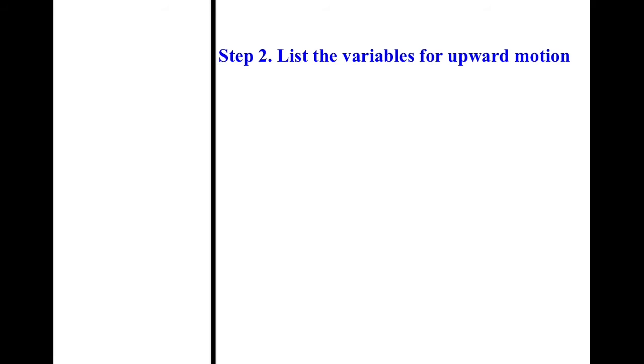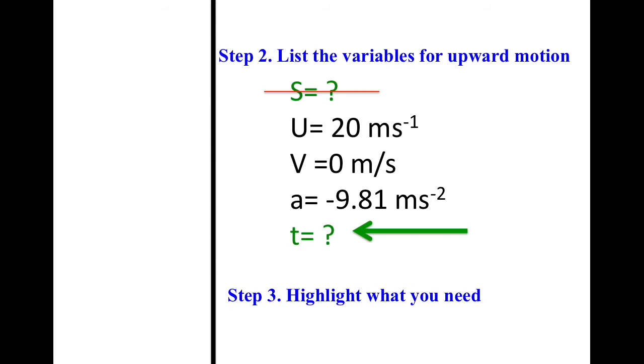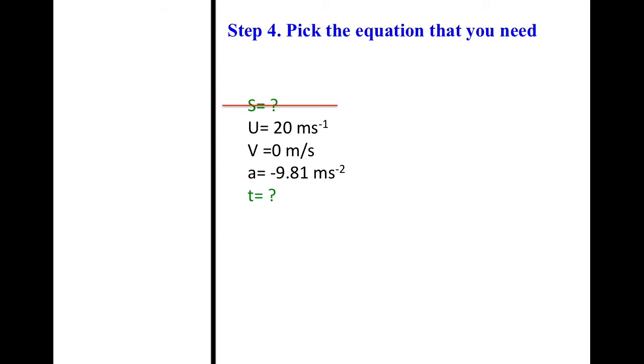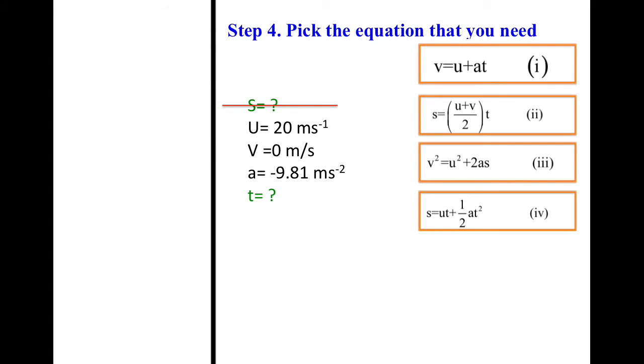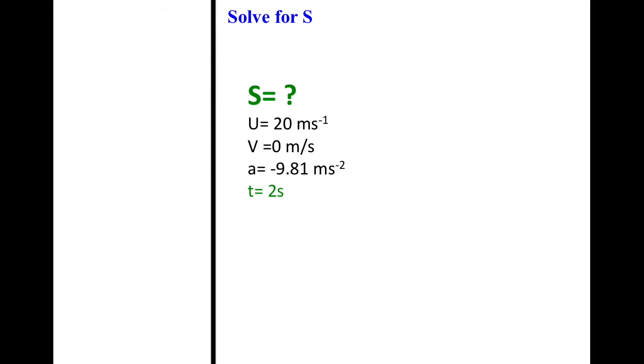List the variables for the upward motion. Here we have negative 9.81 meters per second squared for the acceleration on the way up for the object. And we are going to solve for time. Pick the equation that you need, which would be UVAT. So it should be this equation here. Plug everything in, and your answer should be t equals 2 seconds for the upward motion.